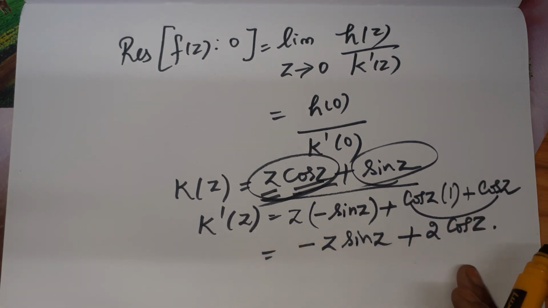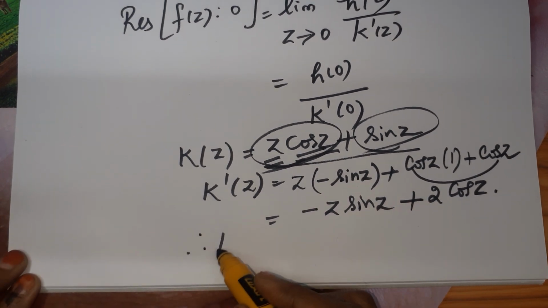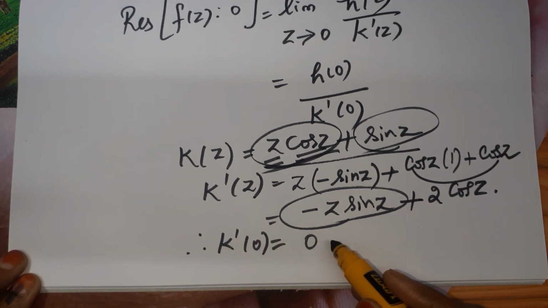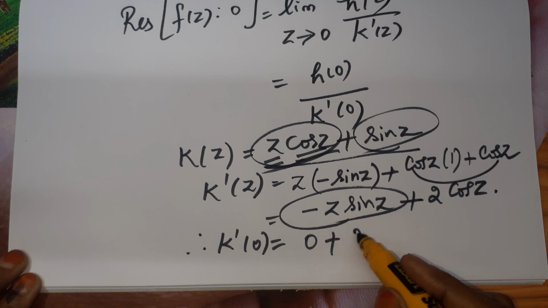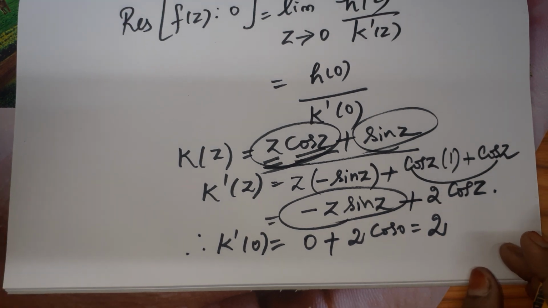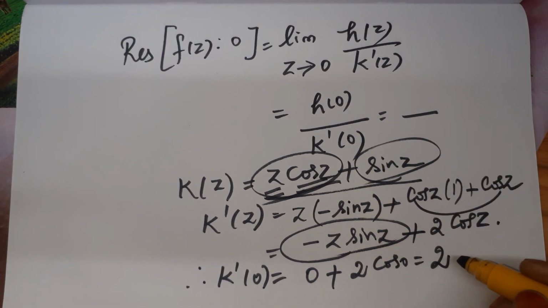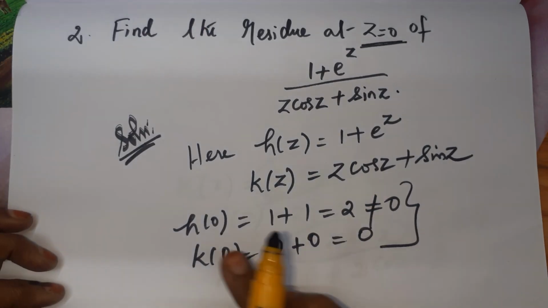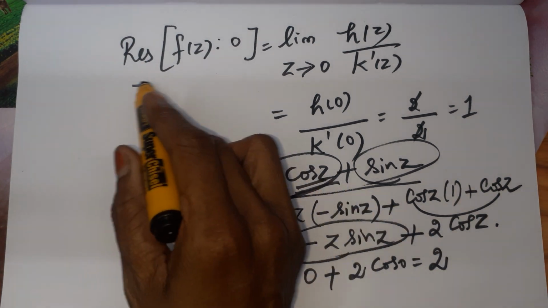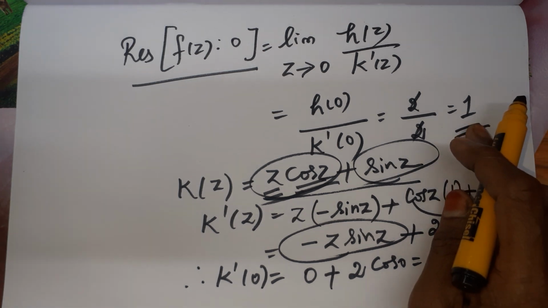After differentiating, we have to substitute z is equal to 0. Am I right? So therefore, k dash of 0 is equal to, when we take 0, this term will become 0, plus 2 into cos 0, which is equal to 2. The formula we have is h of 0 by k dash of 0. K dash of 0 we now got as 2. H of 0 we already got, that is equal to 2. So 2 by 2, after cancellation the answer is 1. So residue of f of z at the pole 0 is 1. So 1 is the answer for this problem.